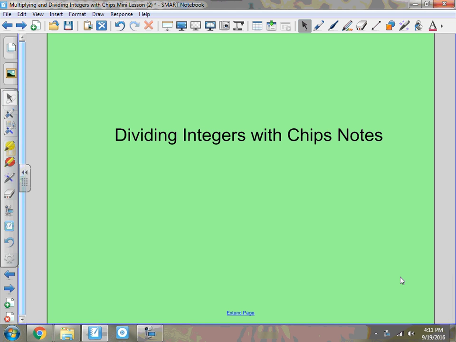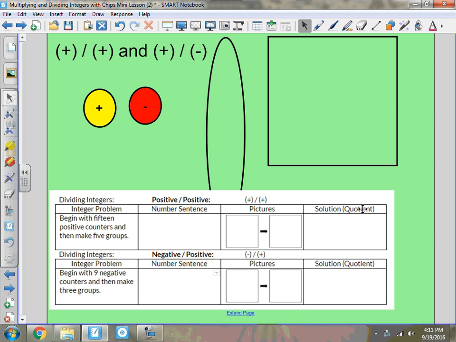Alright, so in our last lesson, we learned how to multiply integers with chips. And remember that the first number was for our groups, and the second number was for the chips. When we move to dividing, it actually is almost backwards. So we'll see what that looks like as we start working.